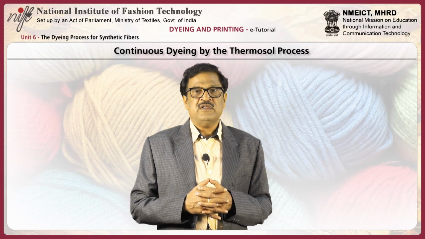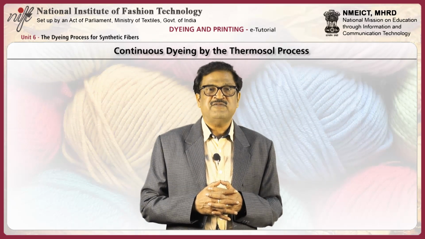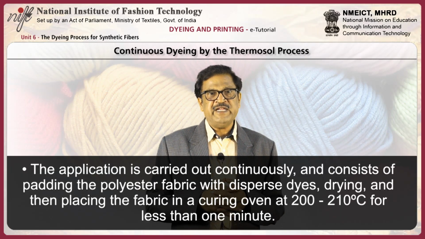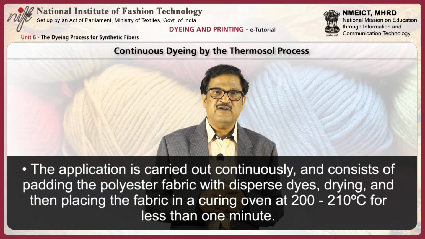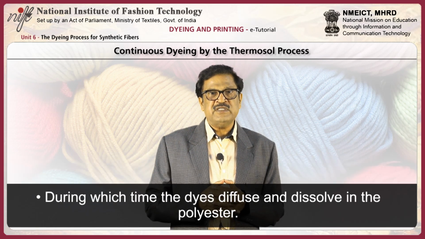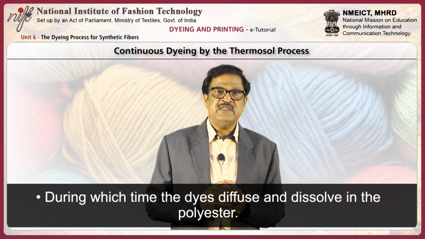Continuous dyeing or thermosol process of polyester fiber. The application is carried out continuously and consists of padding the polyester fabric with dispersed dyes, drying and then placing the fabric in a curing oven at 200 to 210 degrees centigrade for less than 1 minute. During this process, the dyes diffuse and dissolve in the polyester molecular structure.